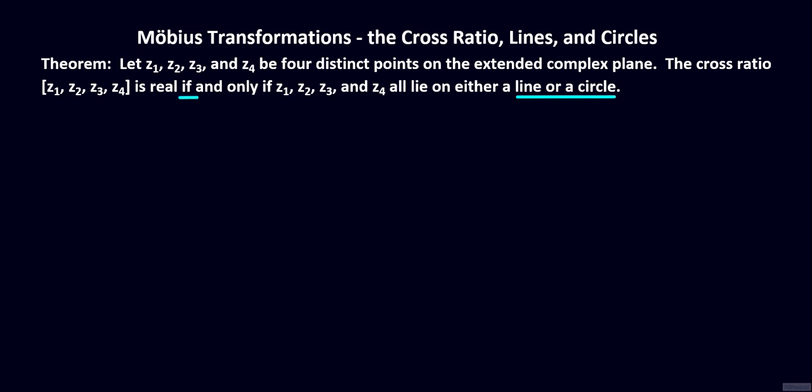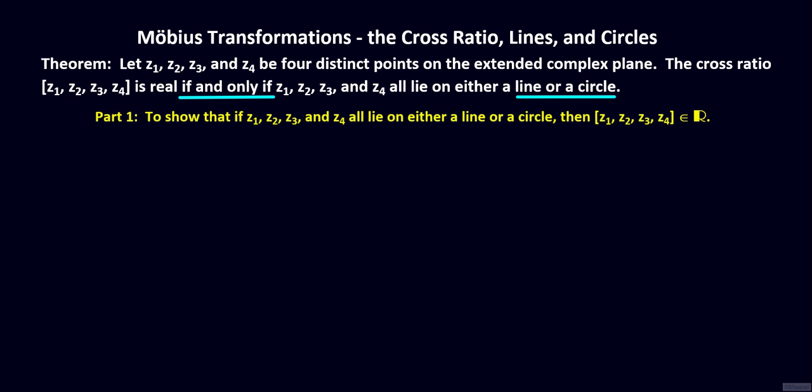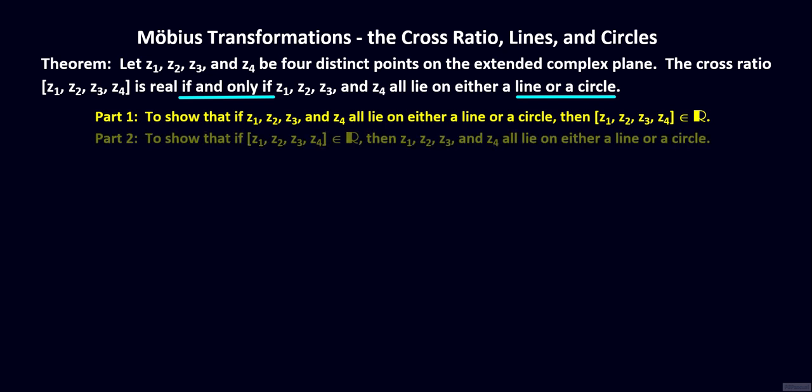Because the theorem is an if and only if theorem, we divide the proof into two parts. In part 1, we showed that if the z sub i's all lie on a cline, then the cross ratio of the z sub i's is a real number. In the second part, we showed that if the cross ratio of the z sub i's is real, then the z sub i's must lie on either a line or a circle.